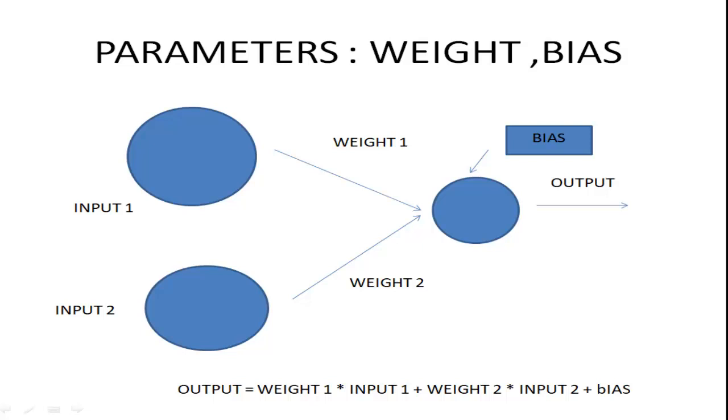Bias. Bias is just like an intercept added in linear equation. It is an additional parameter in neural network which is used to adjust the output along with weighted sum of input to the neurons. Moreover, bias value allows you to shift the activation function to either left or right.